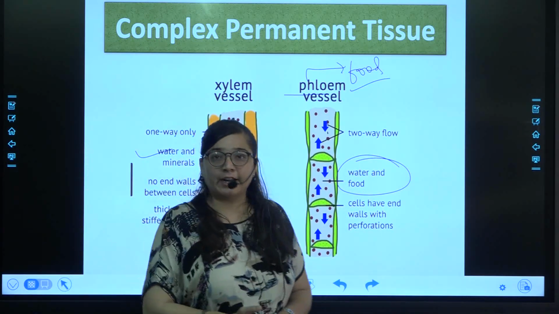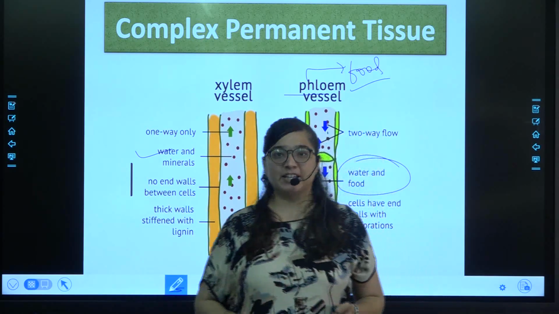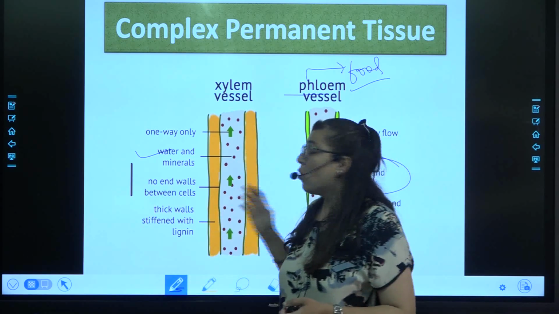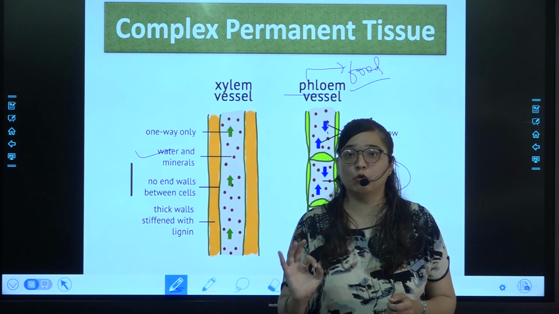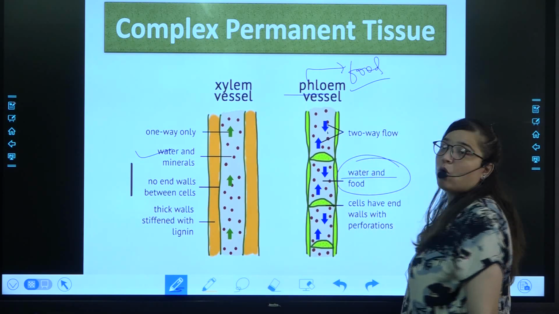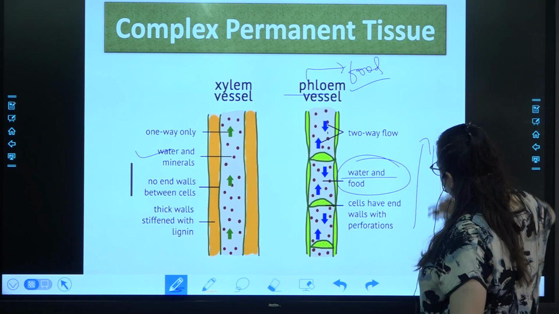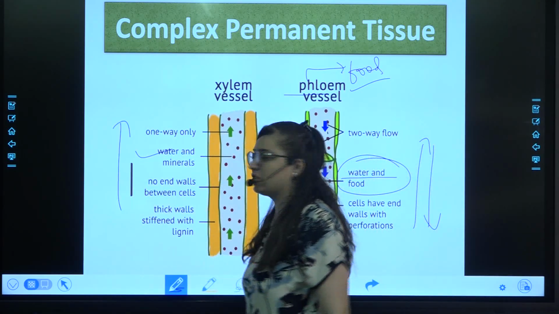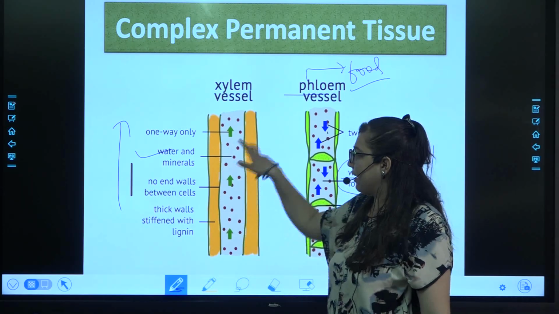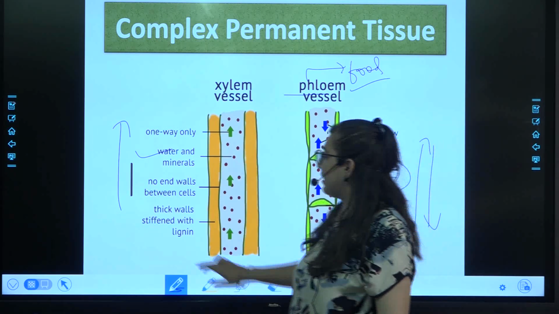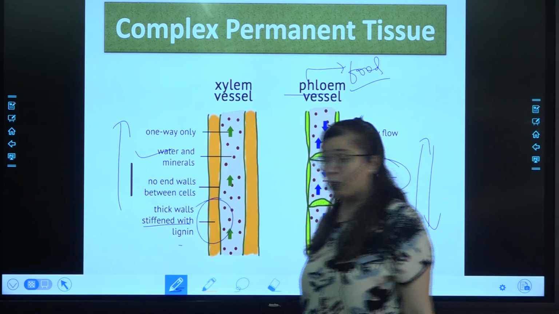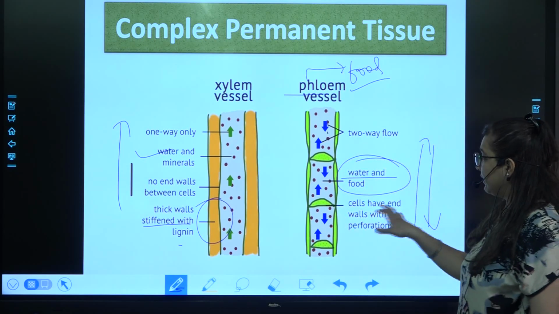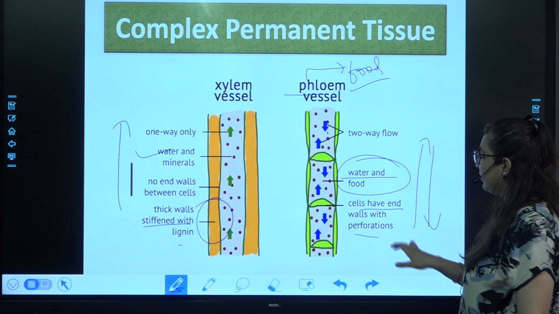Food and water, for both the conductions, complex permanent tissue is bifurcated into two types, xylem and phloem. Xylem is for water and mineral conduction, while for the conduction of food, phloem, there is water as well as food. Over here, in both directions the flow will be there, while in xylem the direction will be just one. No end walls are there between the cells and they are stiffened with lignin. This particular portion is of lignin. And here the cells have end walls with perforations.